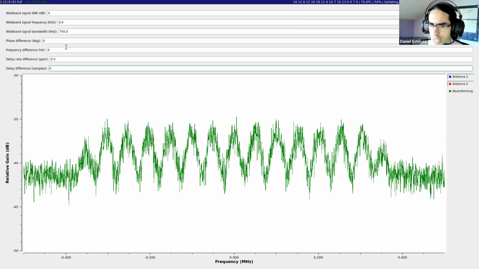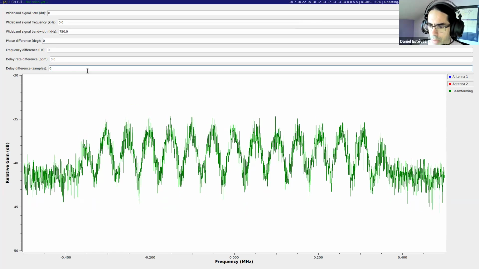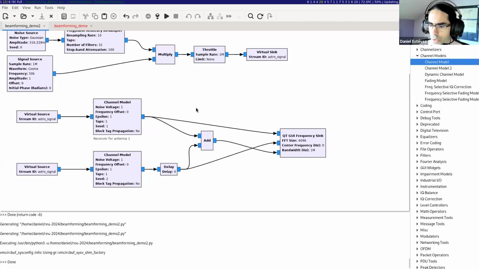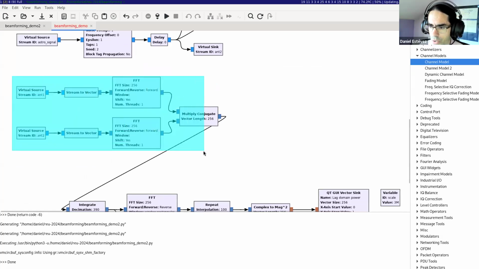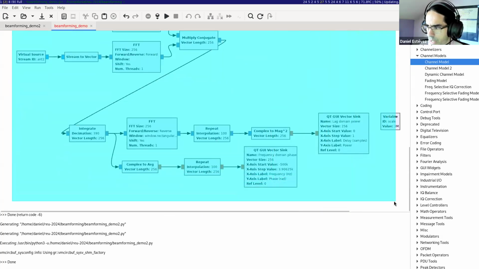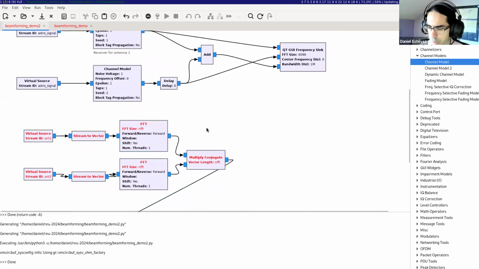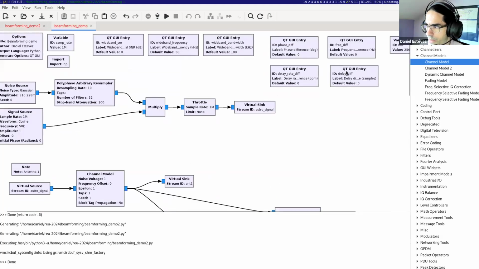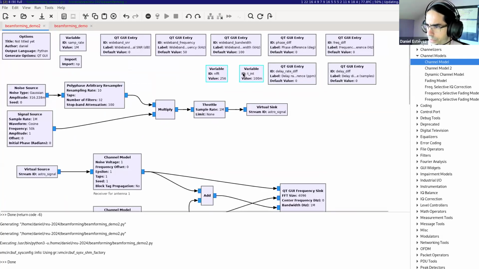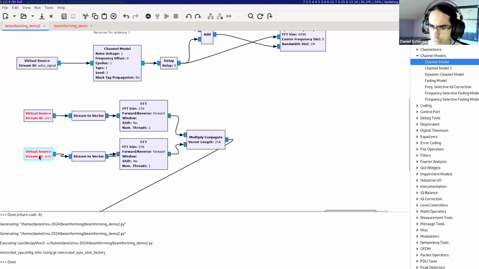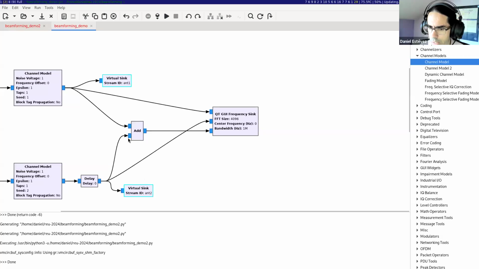So the question is, how can we measure basically phase difference and delay difference, which are the parameters we need to calibrate for? And then this is going to be done with FFT. So I'm going to copy all of this and then explain it. And I also need these two. So, and I also need these for antenna 1 and antenna 2.